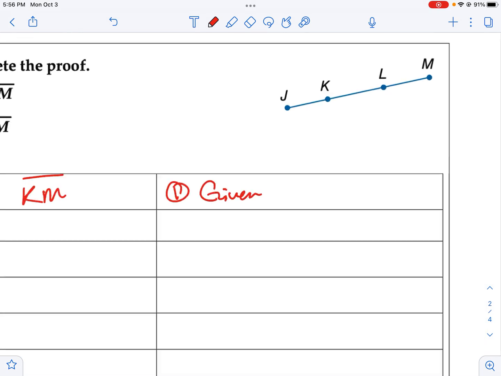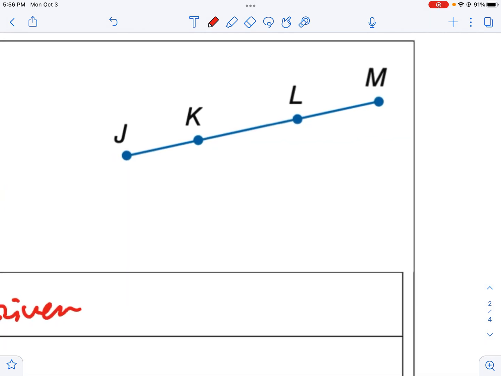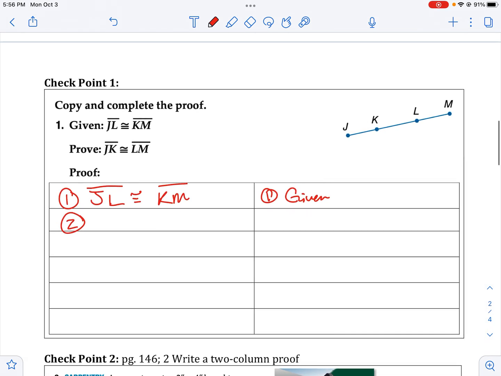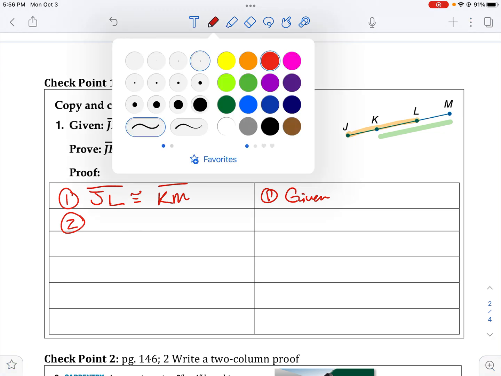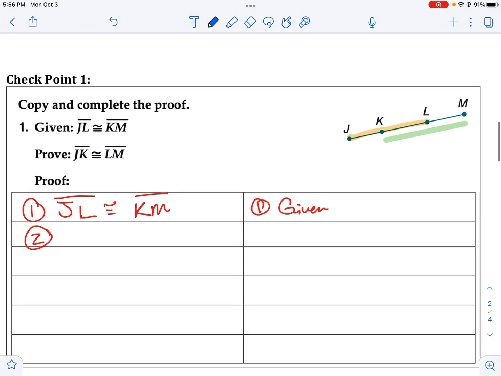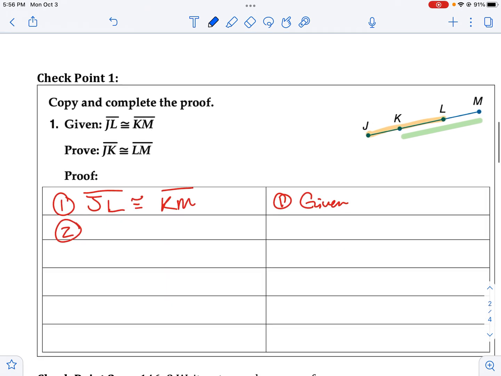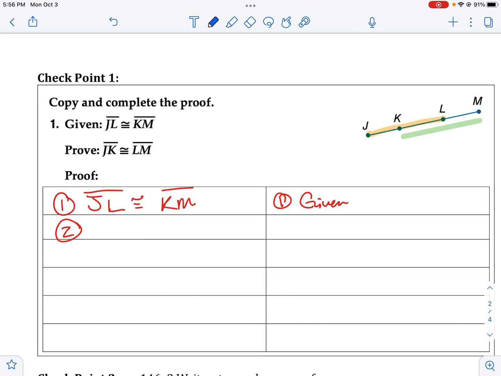And I've got some segments here. I have no idea what to do. I have no idea where to start. What segments should I add up? So let me take a quick peek at my givens. It talks about JL and it talks about KM. So I have some segments that are broken up, and it talks about those two segments. So maybe it would be useful to write out the segment addition postulate here.